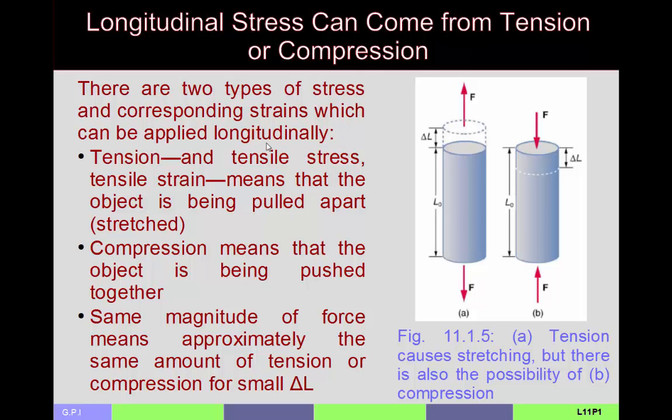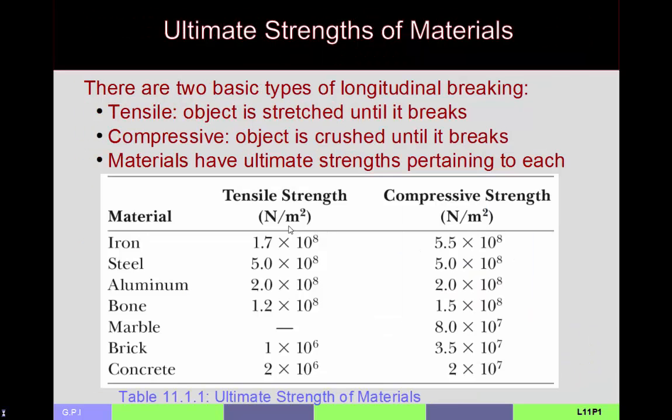With that said, there's also an ultimate strength of the material, which basically tells us at what point the material is going to actually break. So tensile strength means the object is stretched until it starts to break. Compressive means it's crushed until it breaks. And the ultimate strength that pertains to each may be different for different materials or may be similar for different materials.